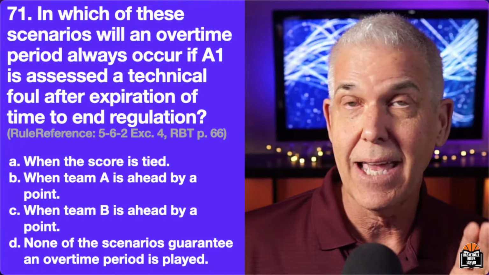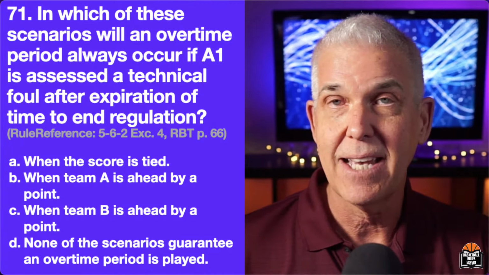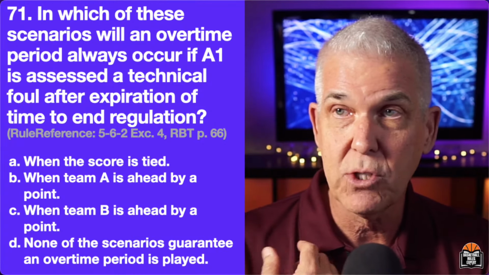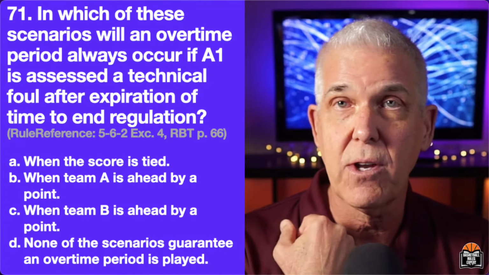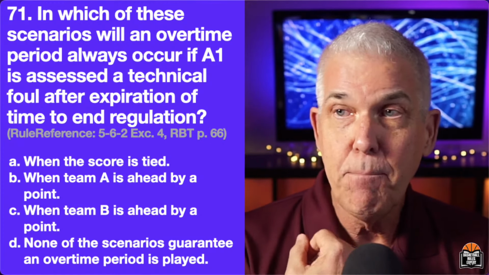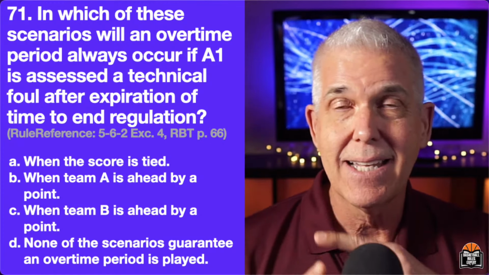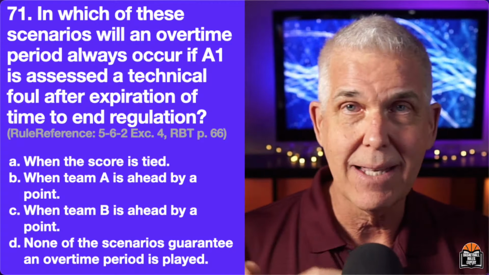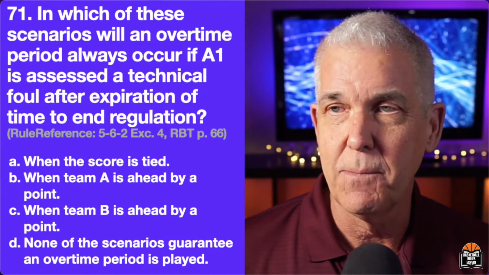Okay, so if team A is ahead by a point and that player is assessed a technical foul, we're going to shoot those free throws. Team B will shoot those free throws, and the result of those free throws will determine what happens next. If team B is ahead by a point, we will assess that technical foul, and the game is over, since team B will not attempt those because it will not affect the outcome of the game.